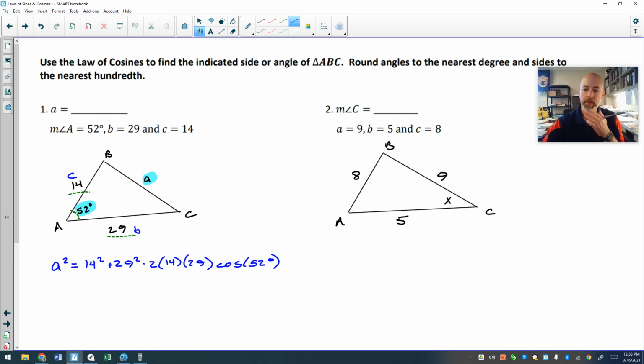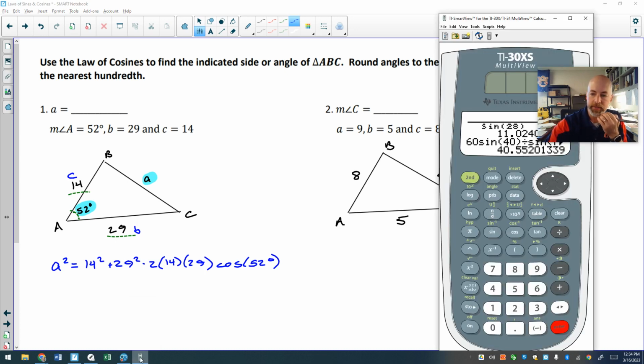This one's going to be nice because if you notice, my variable, what I'm solving for, is almost by itself already. It's squared. We can take care of that later. But everything on the right side of this equation is all numbers. 14 squared plus 29 squared minus 2 times 14 times 29. And cosine of 52 is also a number. It's a weird number, but that's just a number.